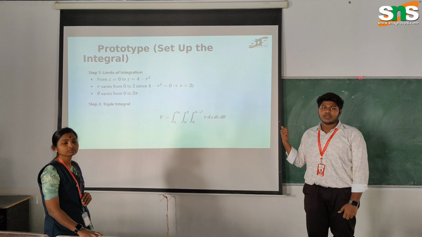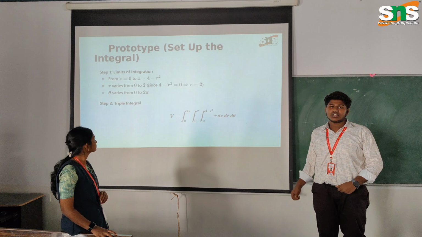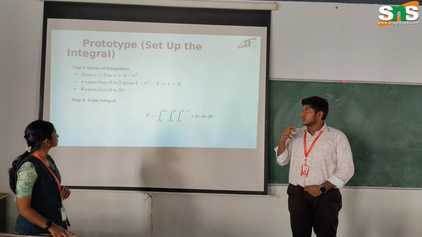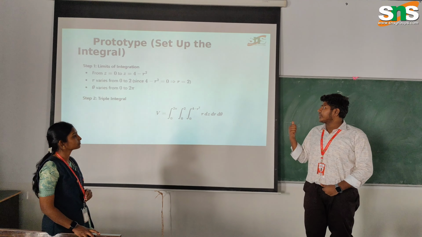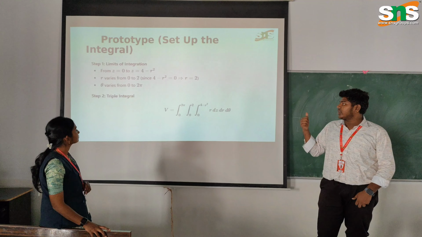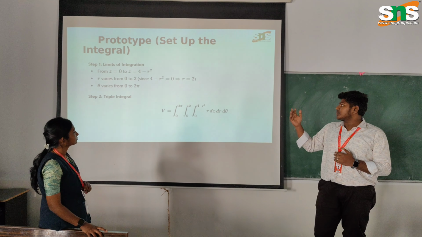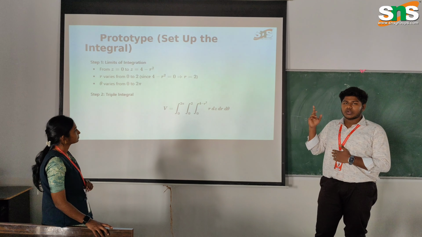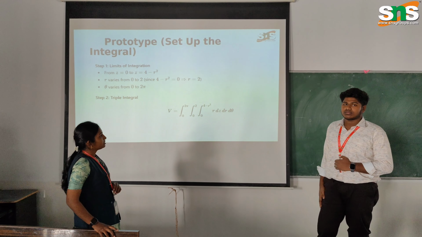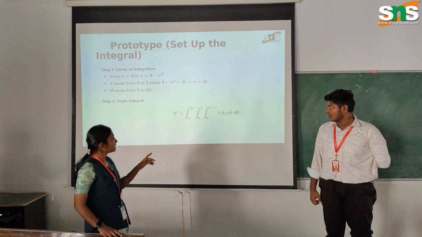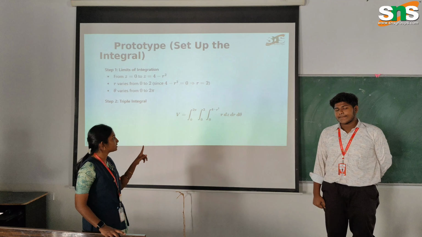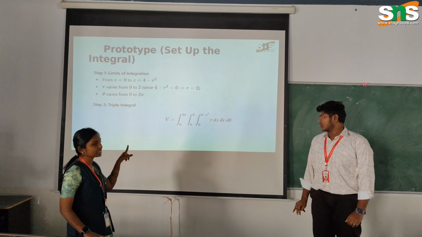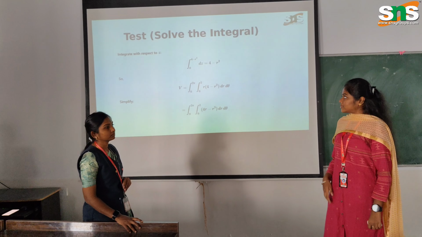Next in design thinking is the prototype. In this we have to set the limits for integration. We set the limit for z from 0 to 4 - r². Then putting z = 0, we get the limit for r from 0 to 2. For theta it is 0 to 2π. Substituting the limits, we get V equal to the integral from 0 to 2π, integral from 0 to 2, integral from 0 to 4 - r², of dz dr dθ. So the inner limit corresponds to z, the next limit corresponds to r, and the outer limit corresponds to theta. Next is the test part of design thinking.